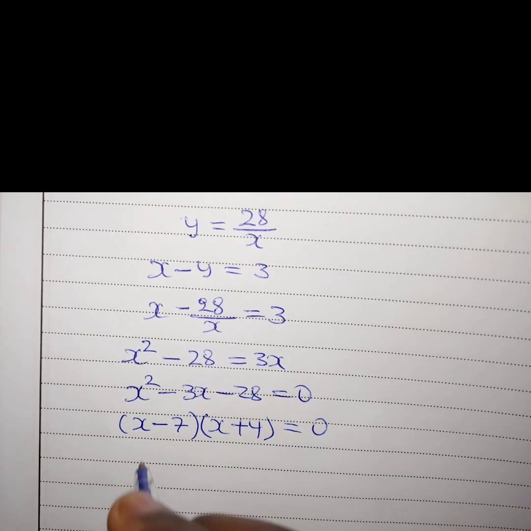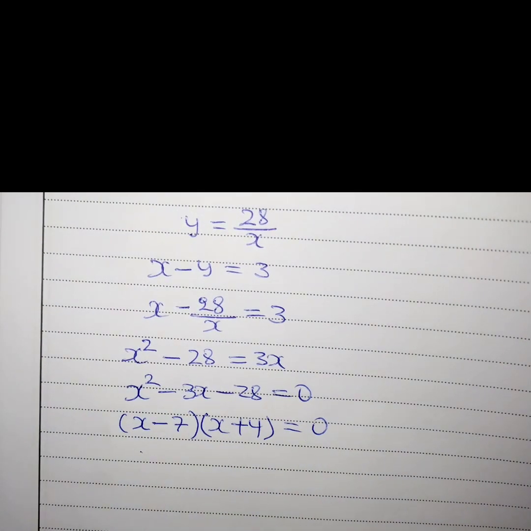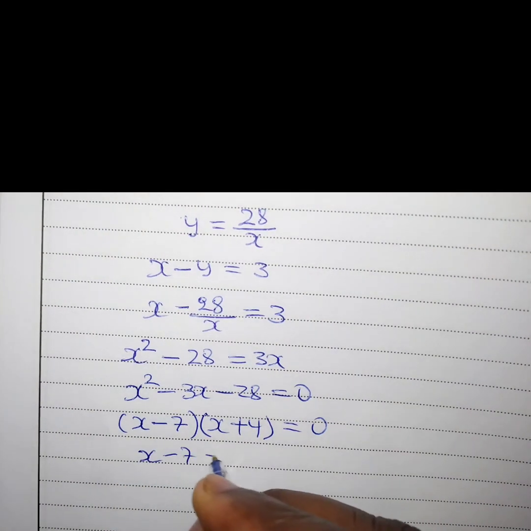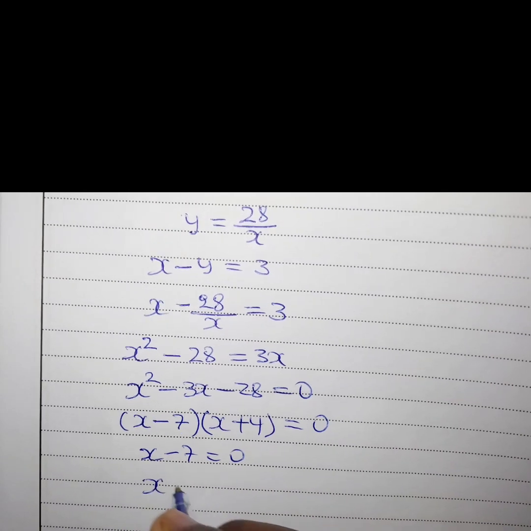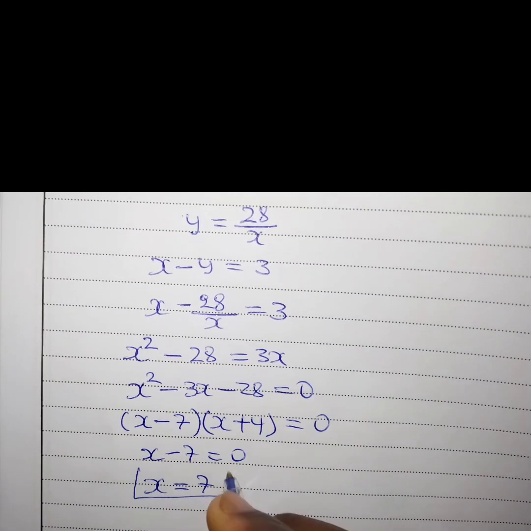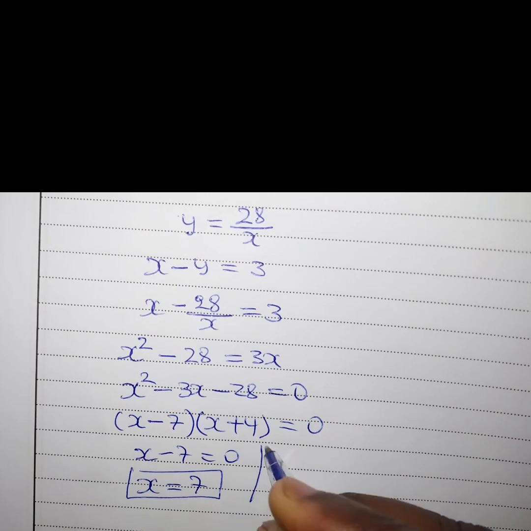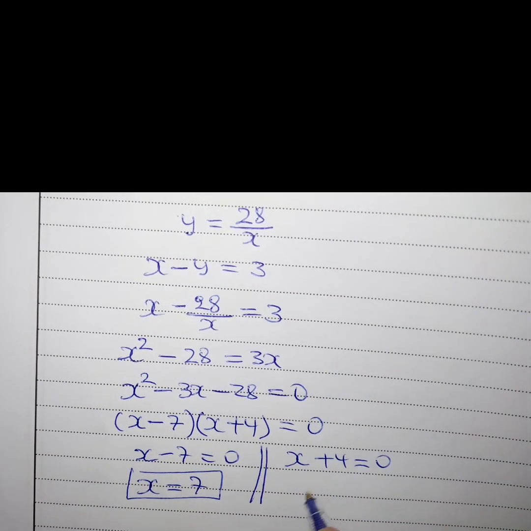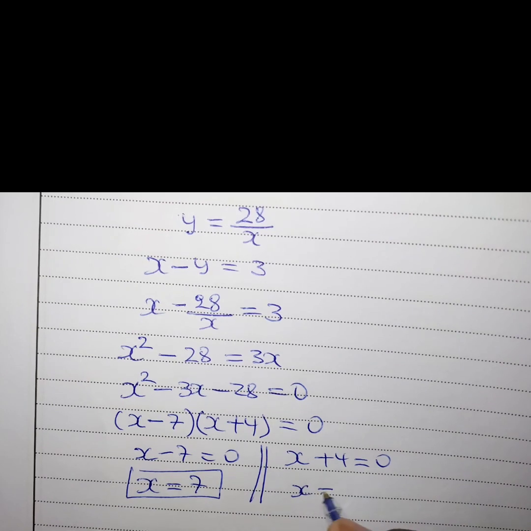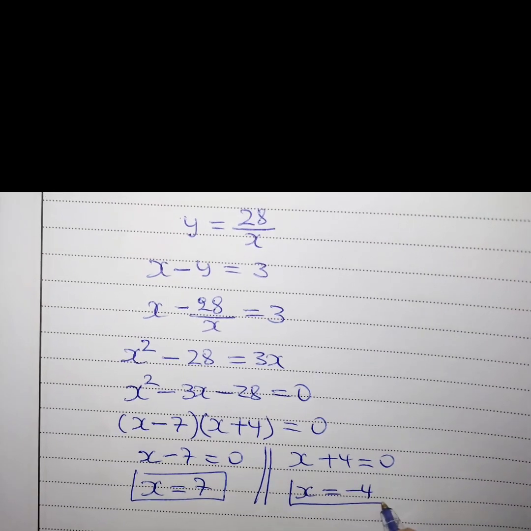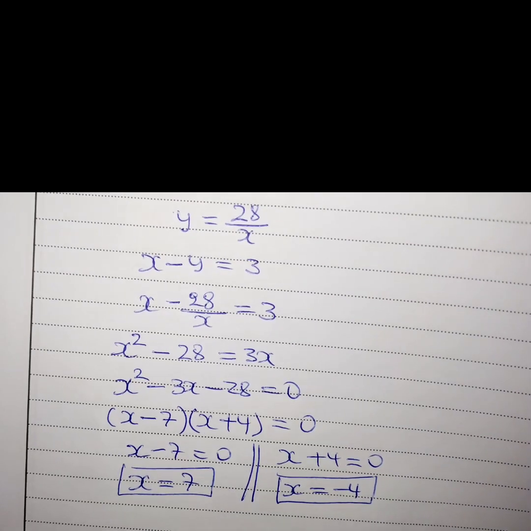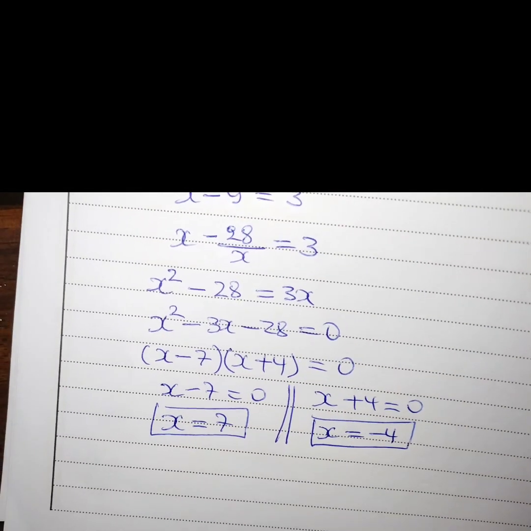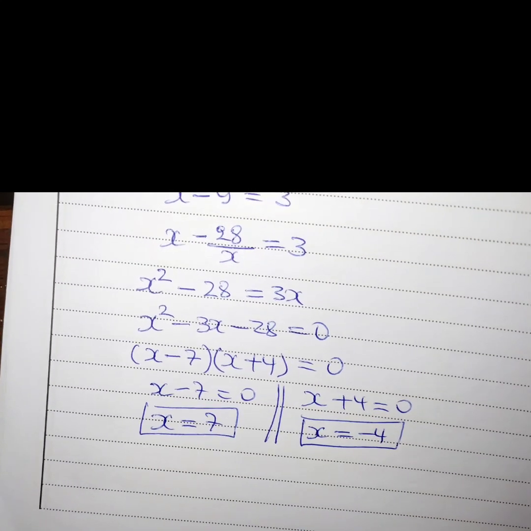So in this equation, I will solve every bracket one at a time. I'm going to have x minus 7 equal to 0, then x will be equal to 7. Taking the second bracket, I'll have x plus 4 equals 0, then x will be equal to minus 4. Ladies and gentlemen, I have found the values of x1 and x2.